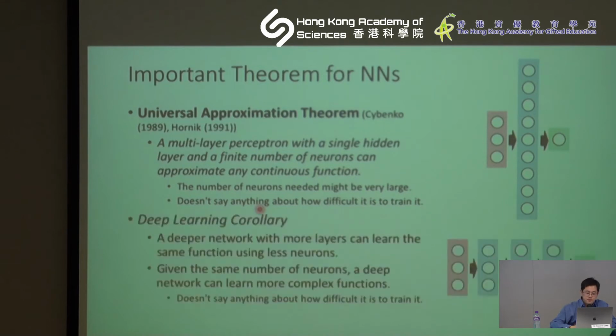There's a corollary to this for deep learning, which is that a deeper network, or a network with more layers, can learn the same function as this single hidden layer using fewer neurons or fewer parameters. Or put it another way, given the same number of neurons, a deeper network can learn more complex functions. So that's why we want our networks to be deeper, because we can create more and more complex solutions. But again, this doesn't say anything about how difficult it is to do this. It just says that we can do this, and then the challenge is how to actually do it.